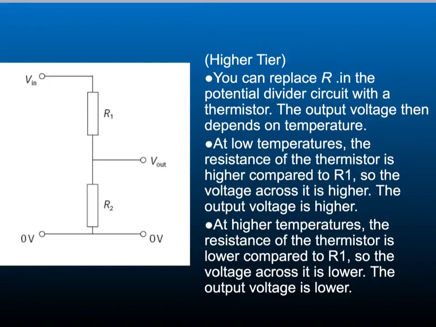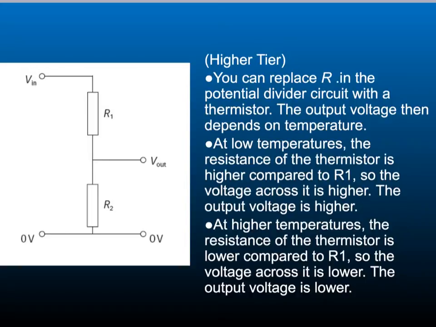And again, you can replace R2 in the potential divider circuit with a thermistor. This would then mean that the output voltage depends on temperature. At low temperatures, the resistance of the thermistor is higher compared to R1, so the voltage across it will be higher, and the output voltage will be higher. This could be useful, as in this circuit, we could have a heater connected, for example, so that when the temperature got low enough, the voltage out would be high and the heater would come on.